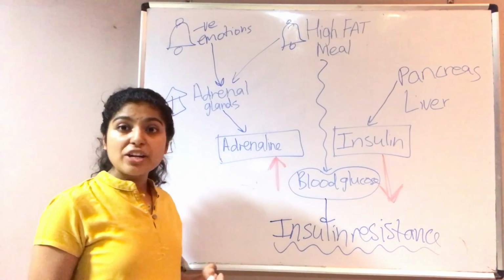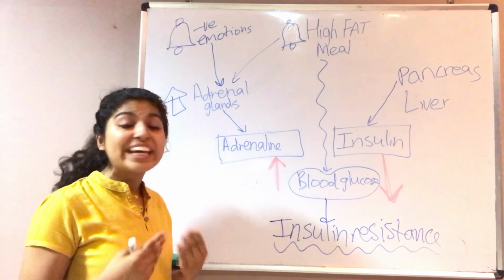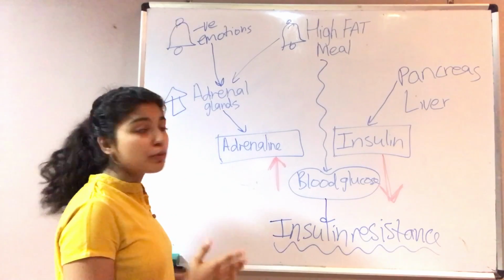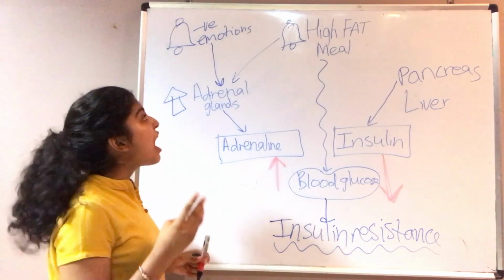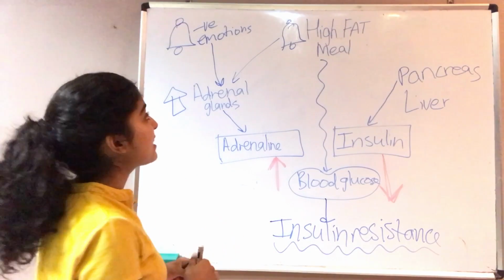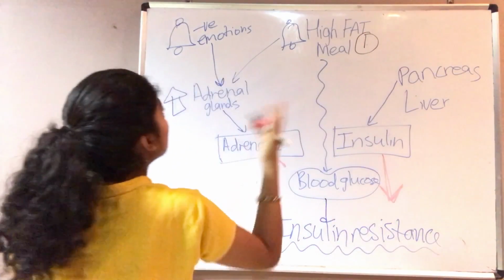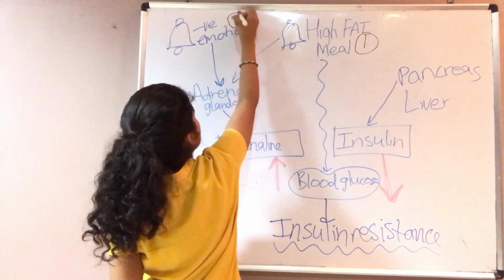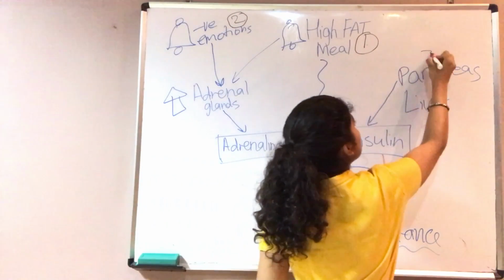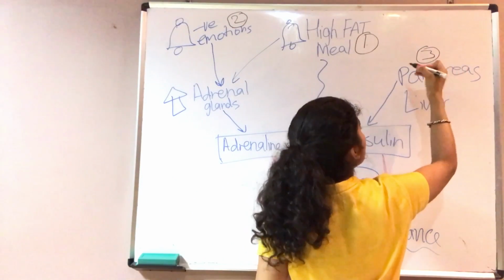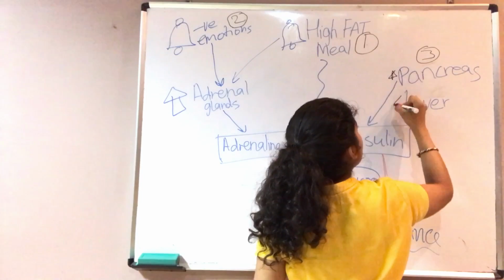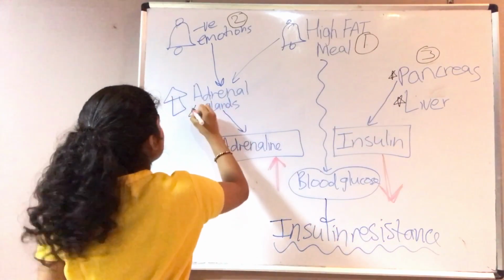So the fastest way to address insulin resistance and to heal yourself is to get to the core of the problem. There are three main important things which you have to look at. Number one is the high-fat diet. Number two is negative emotions. And number three is to help heal the damaged, overworked pancreas, liver, and adrenal glands.